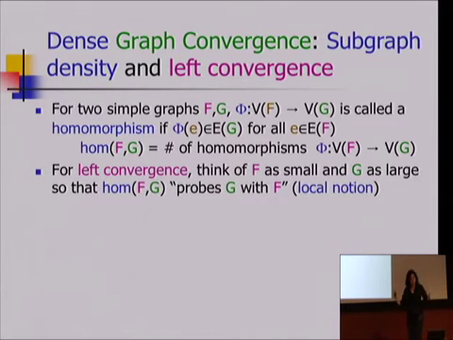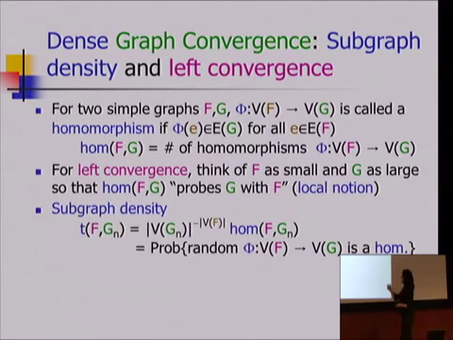And I want to think of probing my large graph with my small graph, just looking for copies of my small graph in the large one. So this is a very local notion. And so for this, it's natural to define the subgraph density, which is the number of homomorphisms properly normalized by 1 over the size of the large graph to the size of the small graph. It's also the probability that a random map is a homomorphism from the small graph into the large graph.